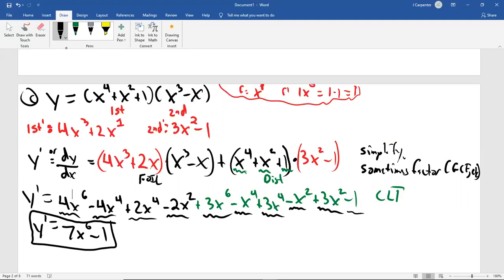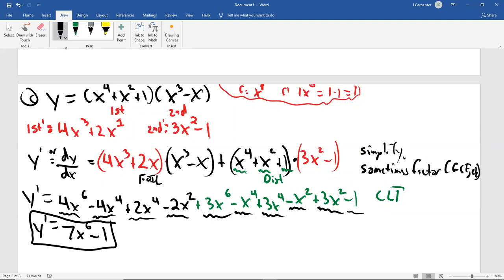Now, I'm not saying whether this problem is easier or not if you do the product rule, then simplify, or if you simplify, then do the product rule. Sometimes it's easier to simplify first. Sometimes it's easier to do the product rule first. It depends on the problem. This one, honestly, it goes either way.